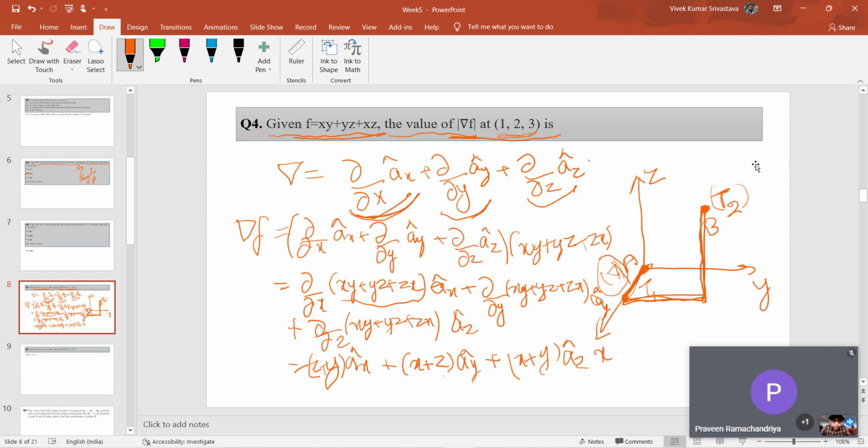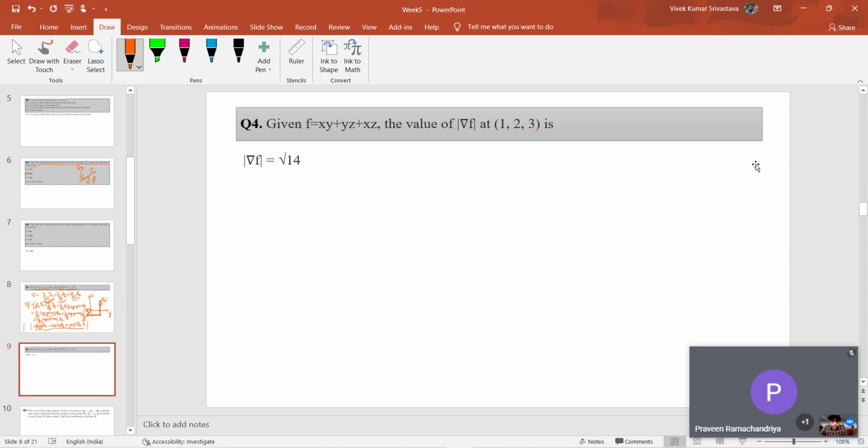Now you just put the values of x, y, z as 1, 2, 3 in this expression, and then take the modulus of it. After that you will get the value root over 14. So this is how you can get the modulus of the gradient of this function. Any doubt in this question?